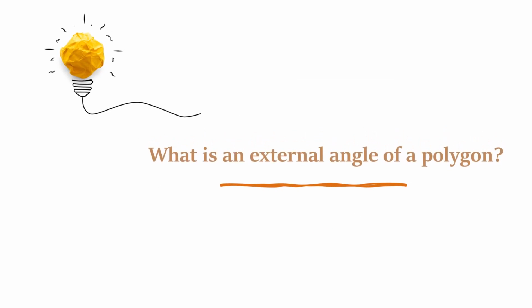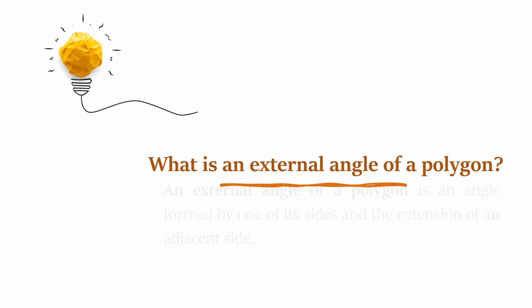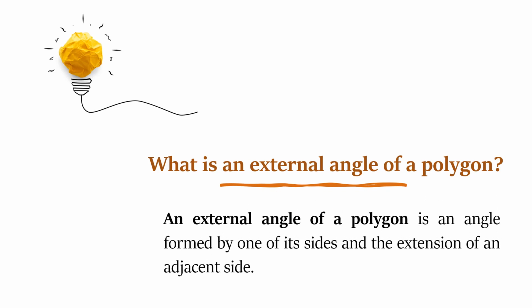What is an external angle of a polygon? An external angle of a polygon is an angle formed by one of its sides and the extension of an adjacent side.